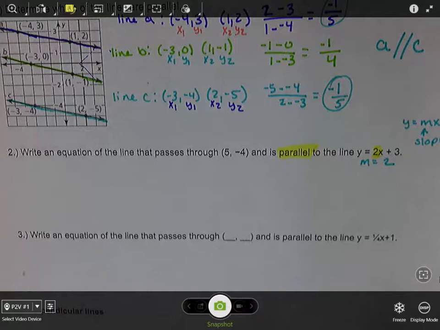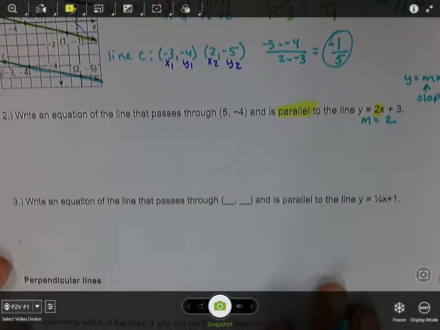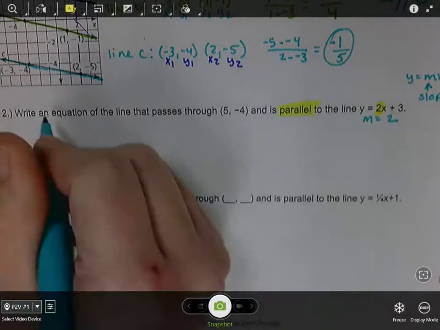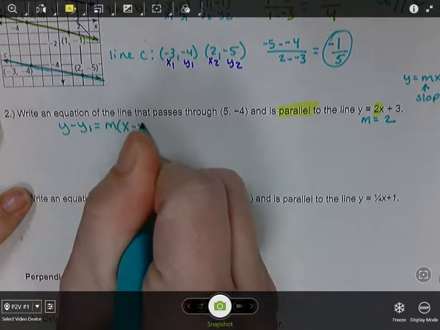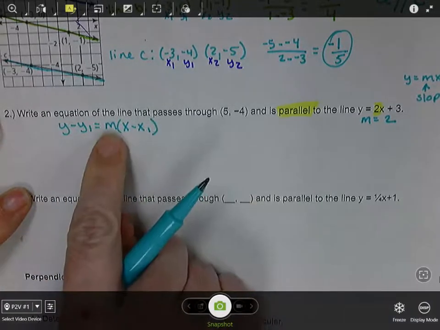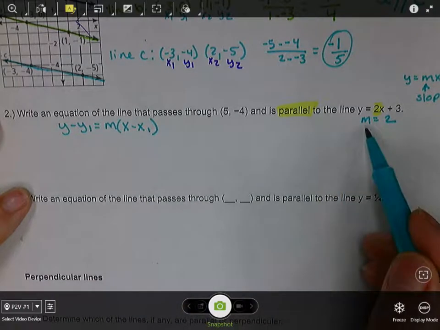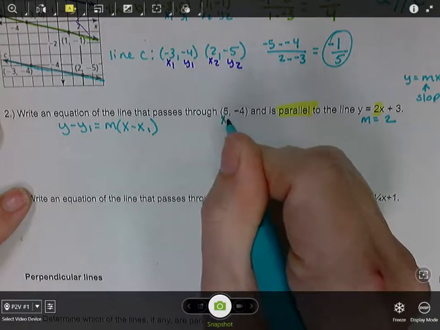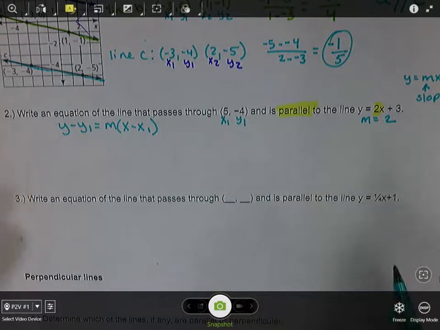All right, and then what you want to do, in Algebra 1 Year 2, we just finished talking about point slope form. Geometry, it might be a little bit since you've talked about point slope form. Okay, but point slope form of an equation is y minus y1 equals m times x minus x1. M is your slope, and x1 and y1 are a point on the line. So in this situation, m would be 2. Here's my x1, y1. x1 is 5, y1 is negative 4. Okay. So I would plug those into the formula.